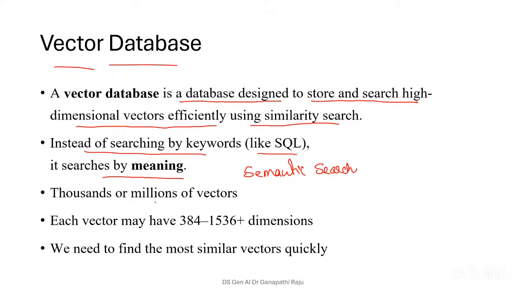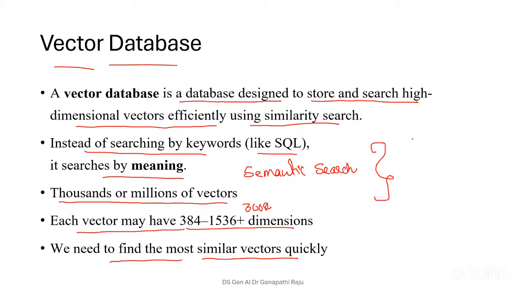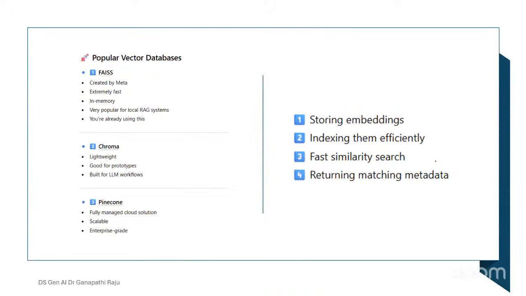Then in real-time applications, in the vector store, we are using thousands or millions of vectors. Their dimensions range from 384 to 1536 and 3084 also. We need to find the most similar vectors very quickly, so you cannot use normal databases. To overcome this problem, we are going to use high dimensional vector stores. With your permission, can I continue, Ma?